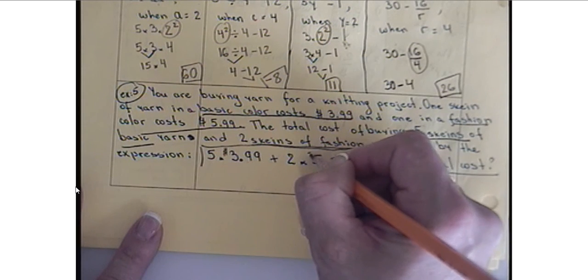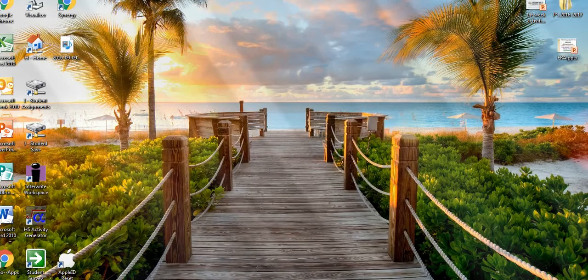With that said, we know that the expression represents 5 skeins of basic yarn at a price of $3.99 plus 2 skeins of fashion yarn at a price of $5.99. So this one stands for the dollar amount, and this shows you how many skeins they buy. How are we going to find the total cost? We're going to multiply those two first, just by the PEMDAS rule, and in this case I'm going to use a calculator so you guys will be able to see quickly.